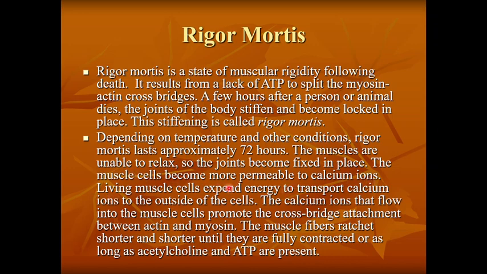Living muscle cells expend energy to transport calcium ions to the outside of the cells. The calcium ions that flow into the muscle cells promote the cross bridge attachment between actin and myosin. The muscle fibers ratchet shorter and shorter until they are fully contracted, or as long as acetylcholine and ATP are present.